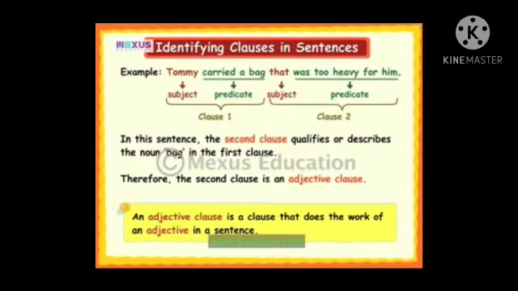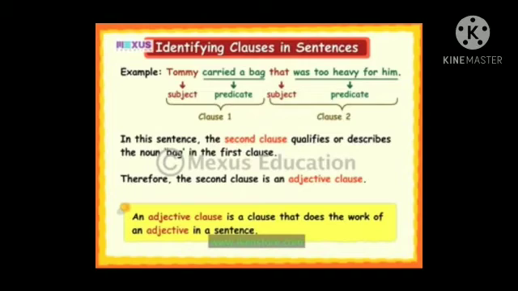Next one is the adjective class. See the example: Tommy carried a bag that was too heavy for me. In this sentence, we have two classes. Here, Tommy is the subject and carried a bag is the predicate in the first class. Was too heavy for me is the predicate in the second class, and that is the subject in the second class. In this sentence, the second class qualifies or describes the noun bag in the first class.